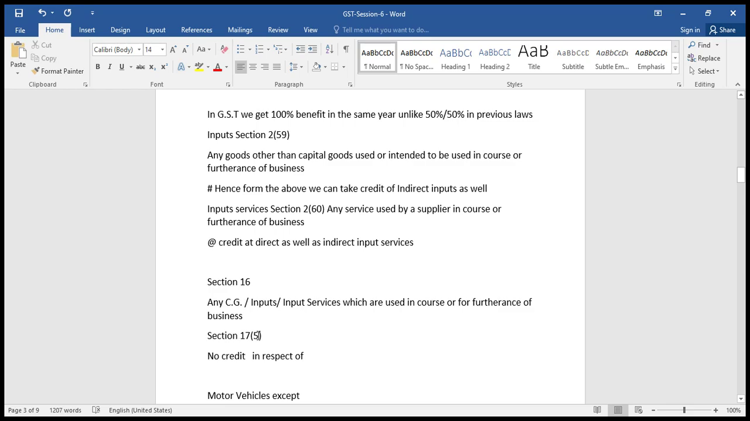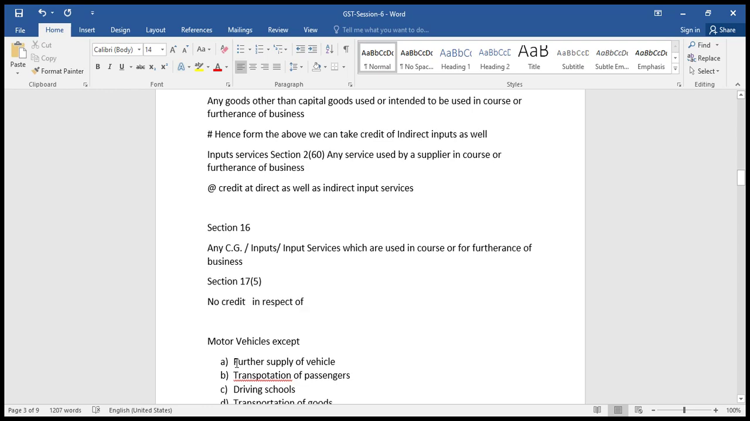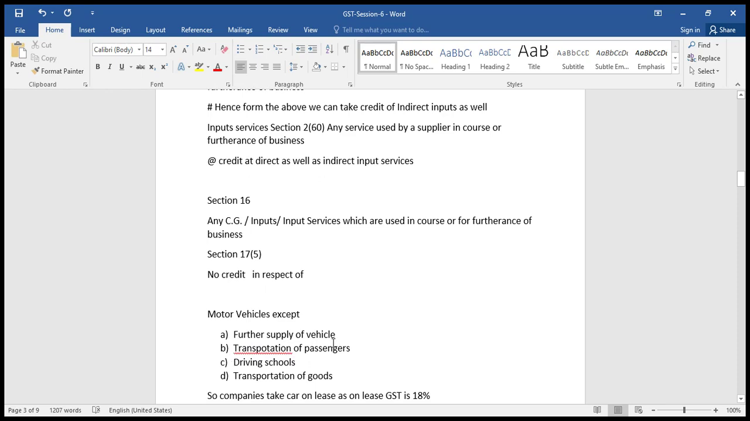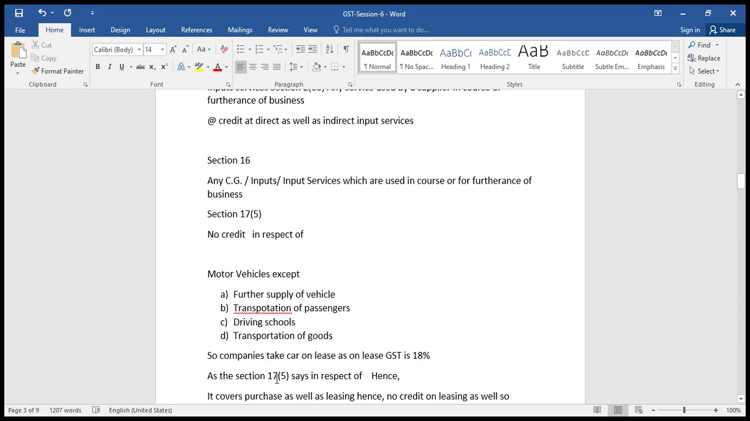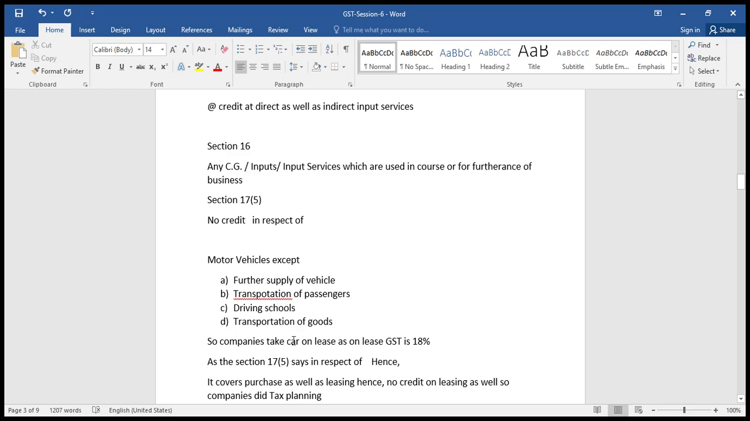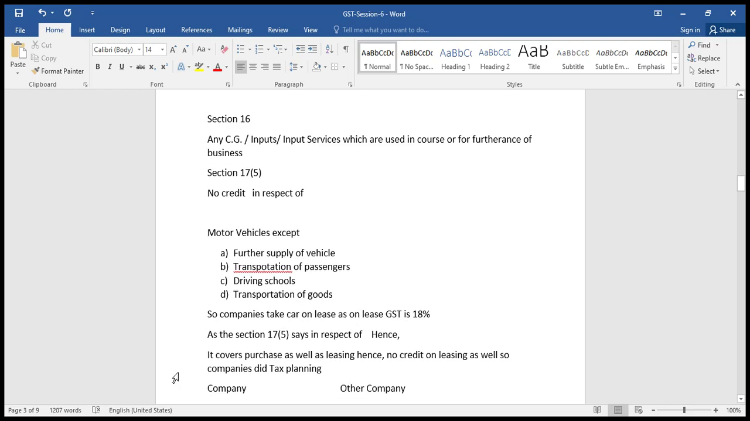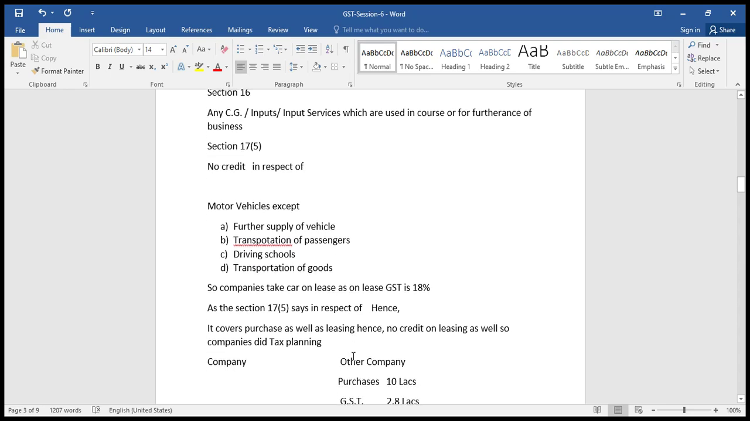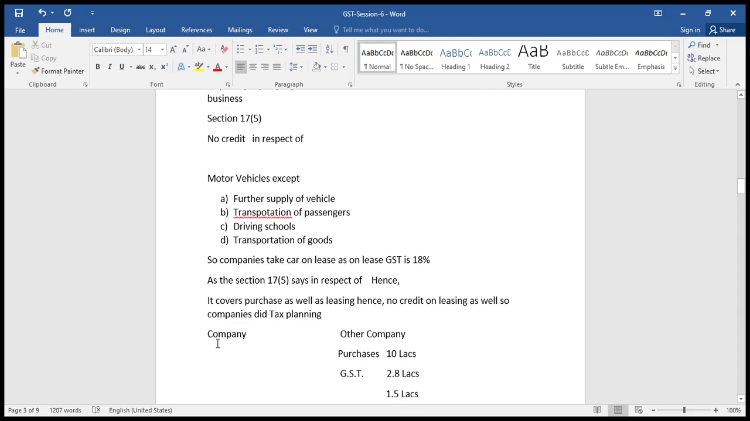Section 17(5): no credit in respect of certain transactions. Motor vehicles are blocked, except for further supply of vehicles, transportation of passengers, driving schools, and transportation of goods. So companies take a car on lease. On lease, GST at the rate of 18% is applicable. As per Section 17(5), it covers purchase as well as leasing, so there is no credit on leasing. Companies therefore did tax planning.